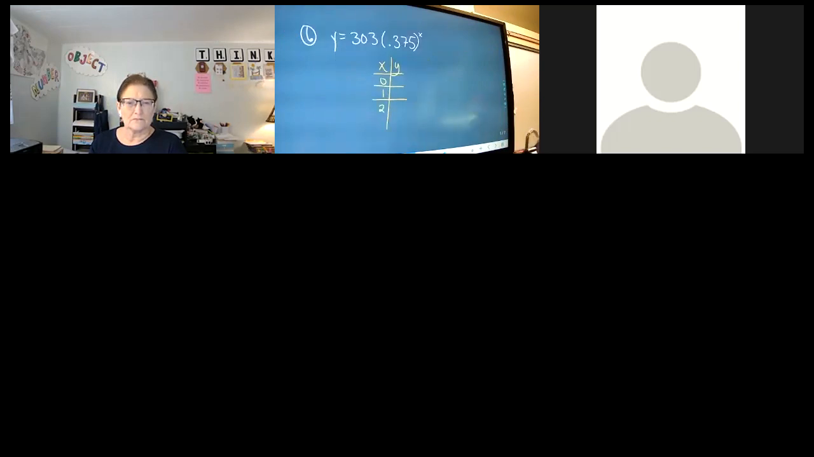Okay. See if you can do this one. Given the equation, can you build a table?